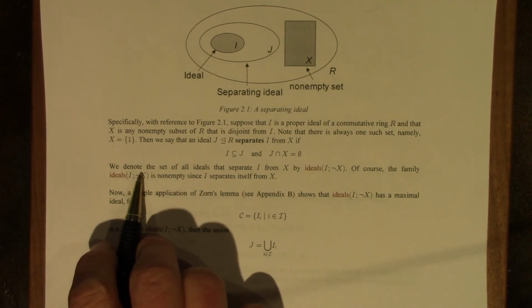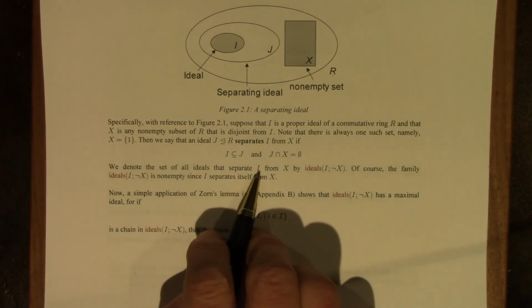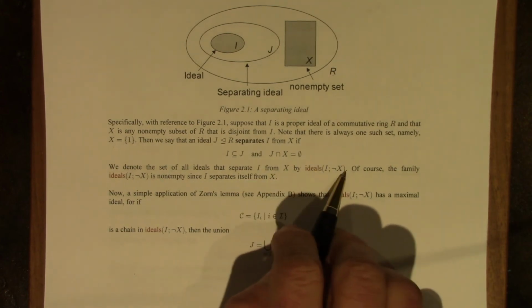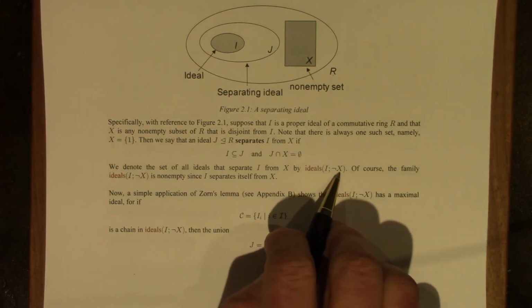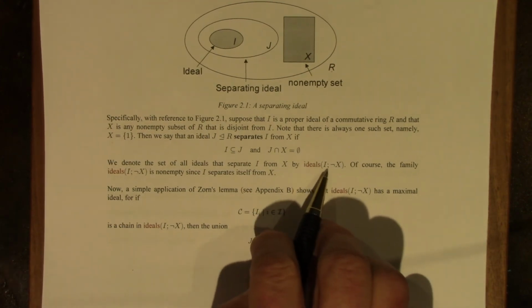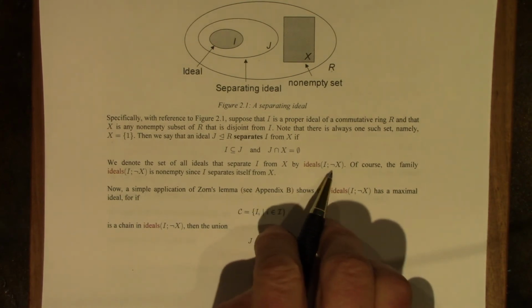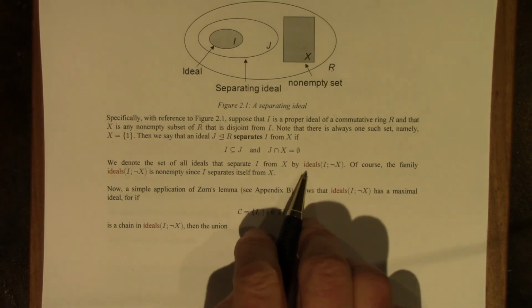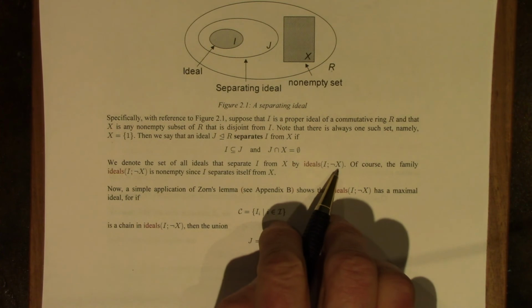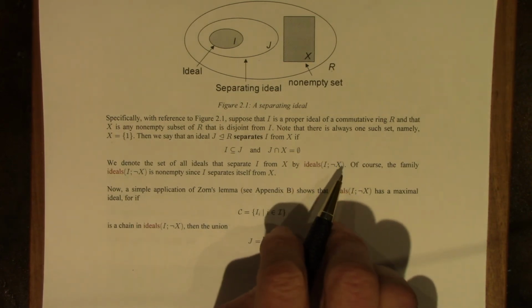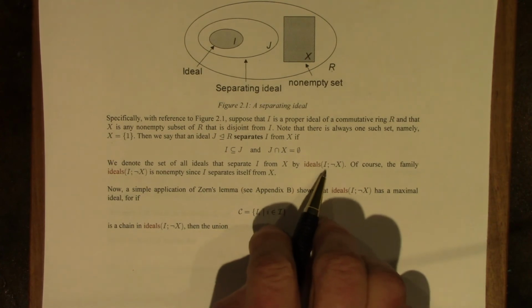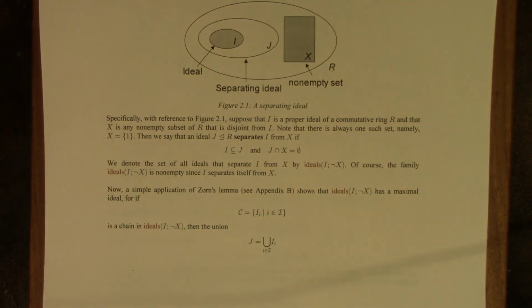So, we'll denote the set of all ideals that separate I from X by this notation, ideals I semicolon not X. This is my notation. Again, I'm not aware of any standard notations, so I guess this is as reasonable as any. So this is the family of all ideals J that contain I but are disjoint from X. And this family is non-empty because I itself contains I and is disjoint from X.